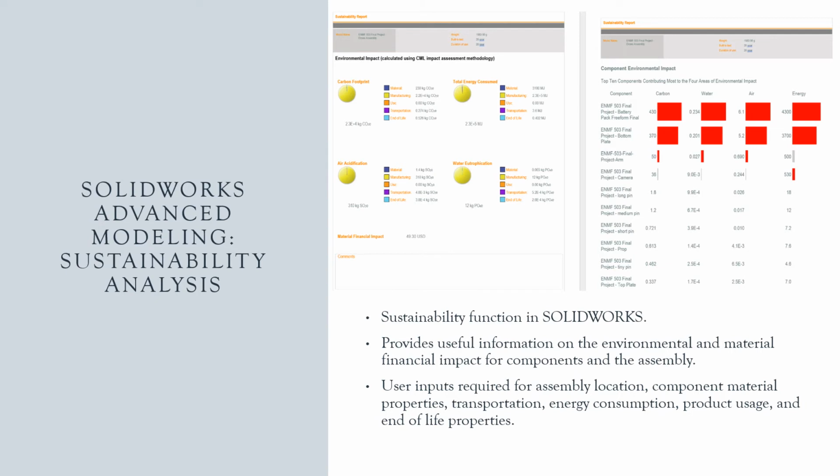The final modeling function is the sustainability analysis. Like the costing tool, sustainability is chosen in SOLIDWORKS and is simple to use. This function offers information on the environmental and material financial impacts for each component, as well as the assembly. Our group settled on various user inputs to obtain the report shown. This included assembly region, materials, transportation, energy consumption, product usage, and the end-of-life properties. These were all chosen with favor emphasized towards high sustainability.